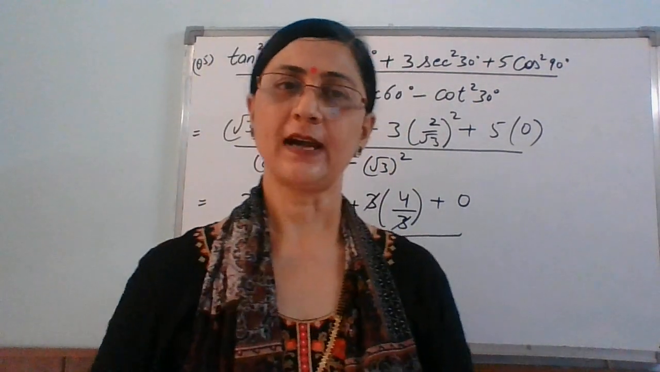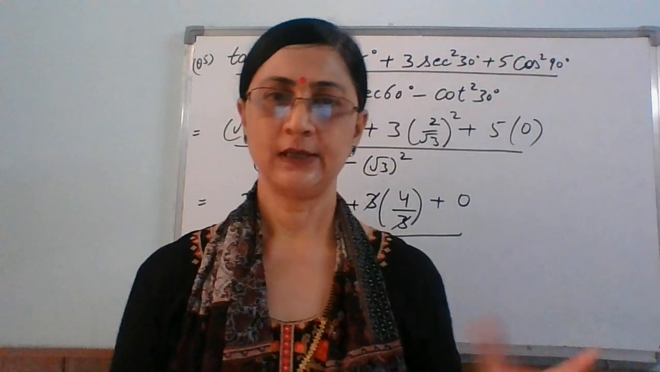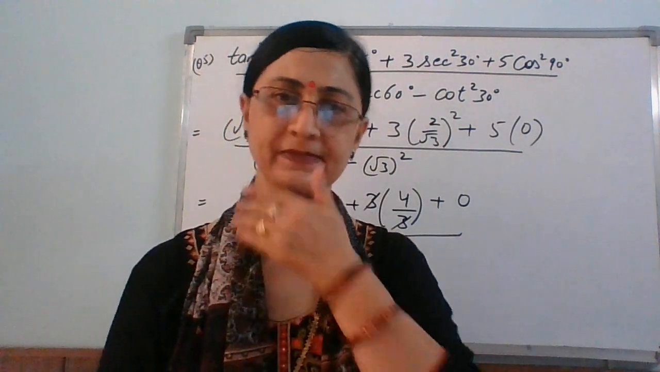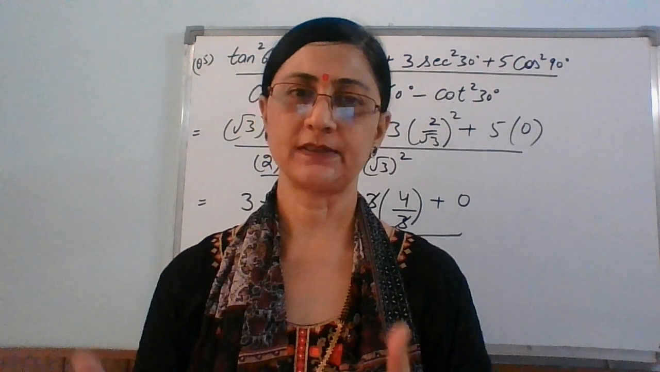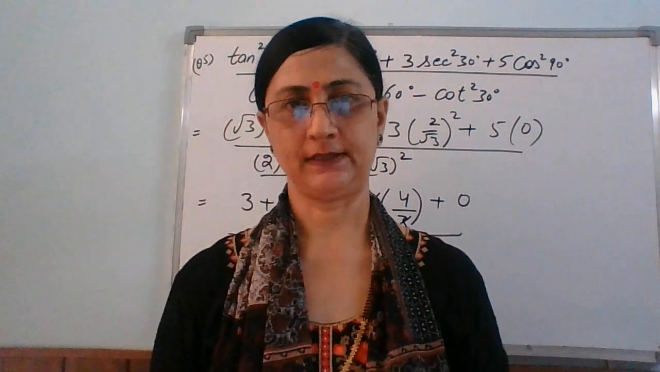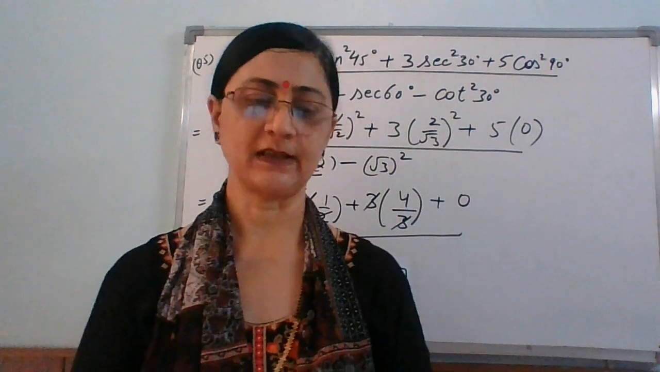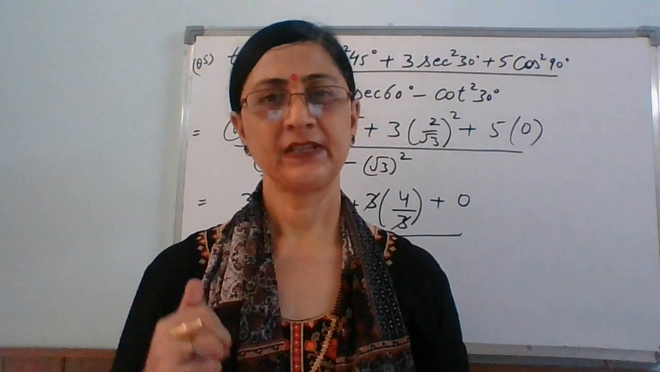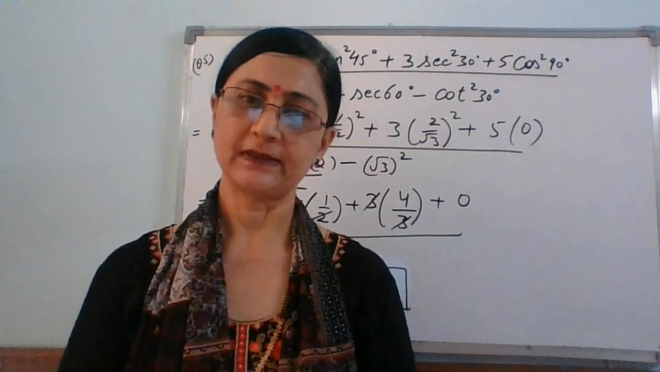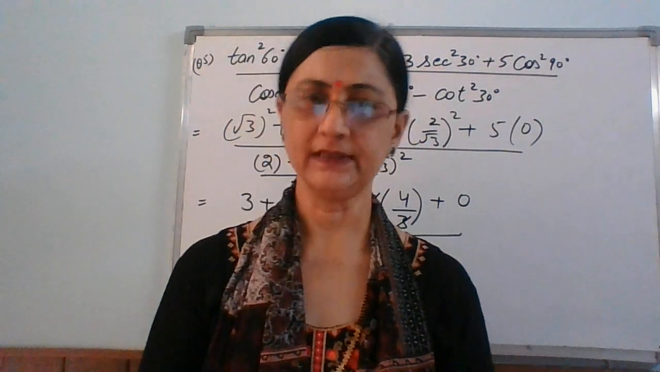Okay, children. So I have completed. I'm done with this topic, trigonometric ratios of some specific values, degrees, right? Sin theta, cos theta, tan theta, cosecant theta, and cot theta. And the values which we are using are 0 degree, 30 degree, 45 degree, 60 degree, and 90 degree. So I have explained how to make the table and how to solve the questions.